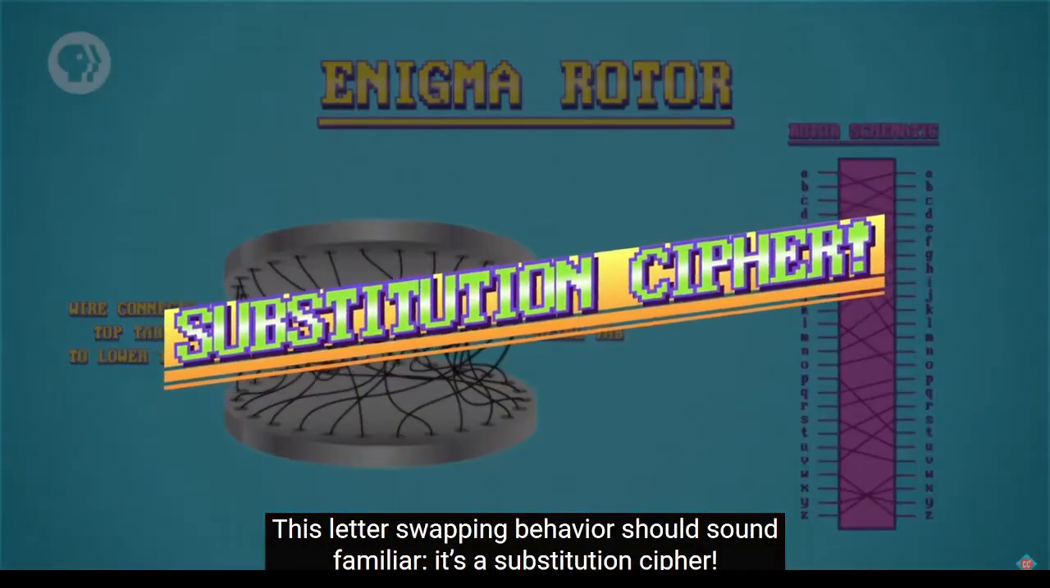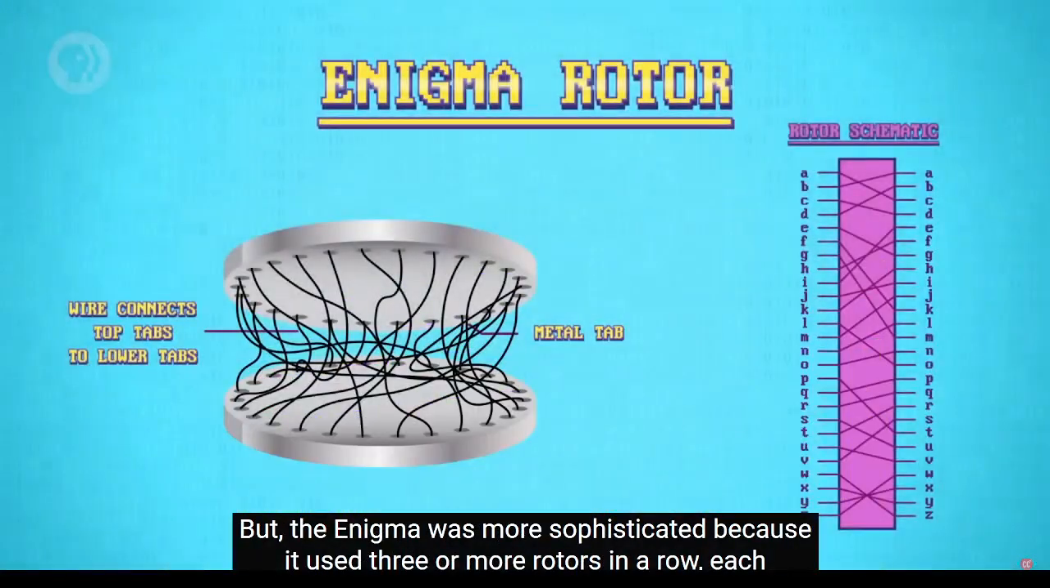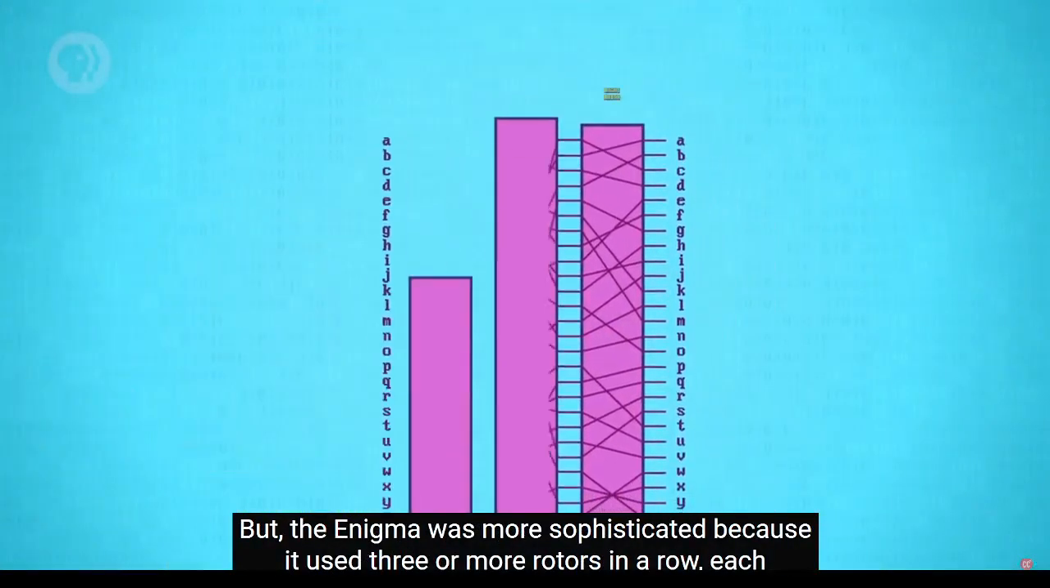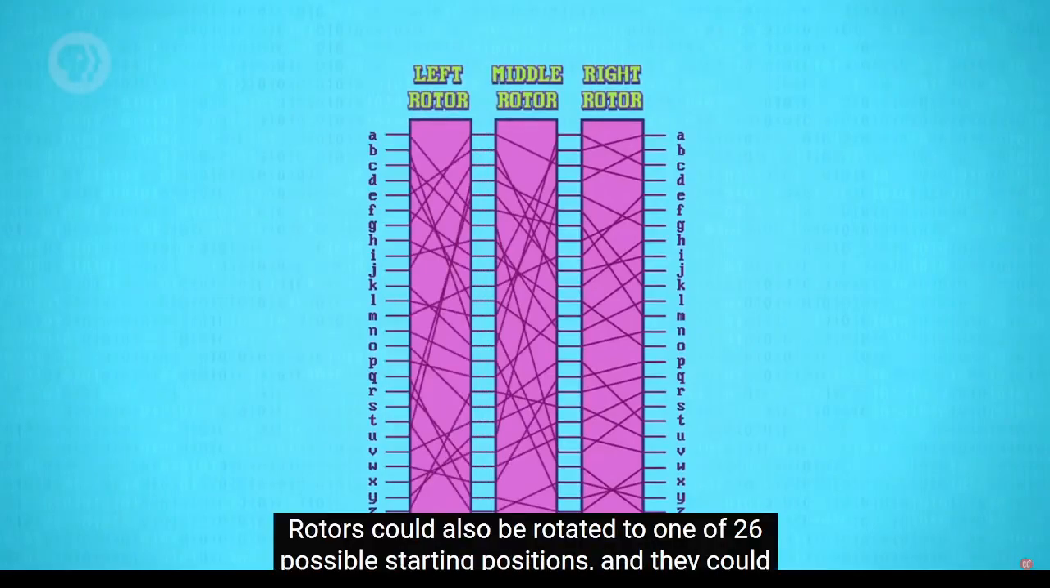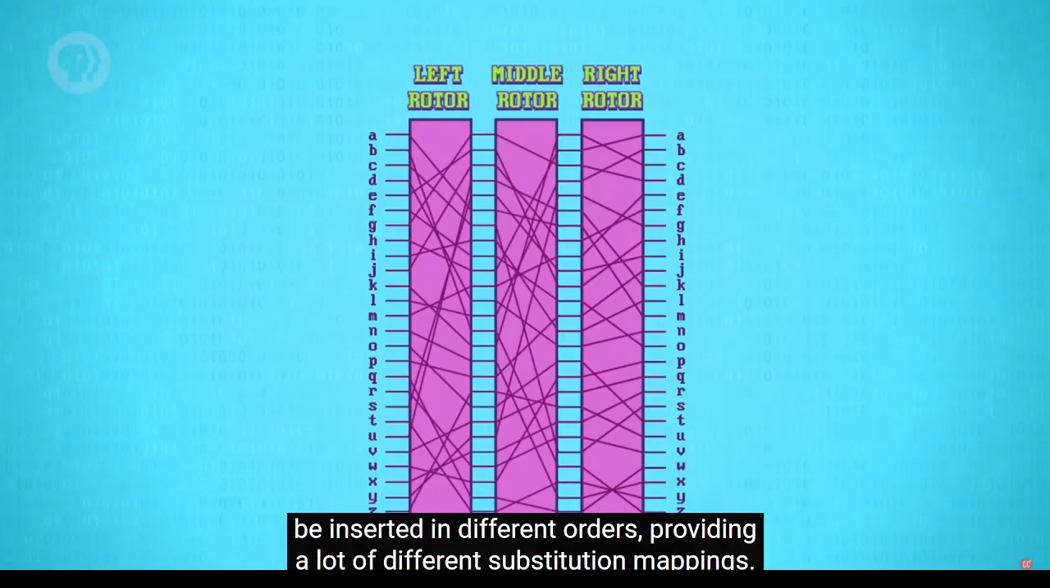It's a substitution cipher, but the Enigma was more sophisticated because it used three or more rotors in a row, each feeding into the next. Rotors could also be rotated to one of 26 possible starting positions, and they could be inserted in different orders, providing a lot of different substitution mappings.